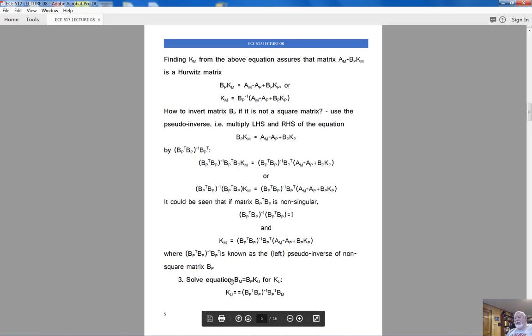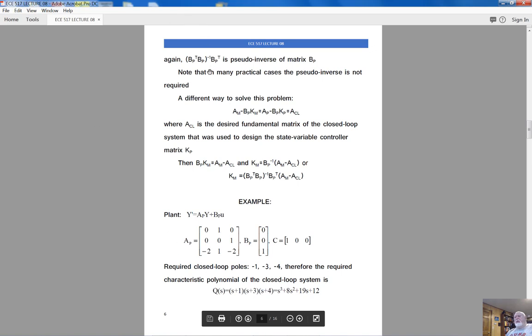Well, after KM is defined, we have to define matrix KU. And if necessary, if matrix BP is not square, we will be using the pseudo-inverse again to define matrix KU. You know, fortunately, there are not that many practical cases when the pseudo-inverse is required. So you don't have to get too involved, you don't have to think too much about the use of the pseudo-inverse. Just keep in mind that this operation exists and could be utilized.